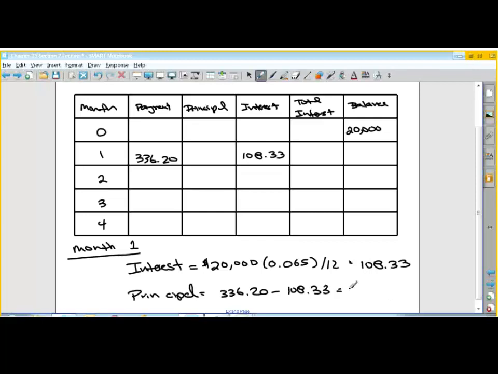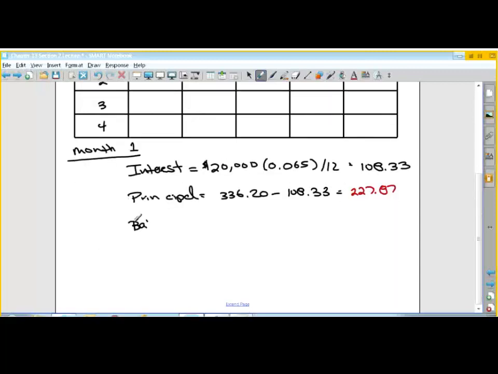So that goes right here. So let me make that a different color, just so it's 227.87. So that goes here, 227.87. My total interest right now is just the amount that I just put in there. It's $108.33. And then the final thing is you update the balance. So the balance is your old balance, which is $20,000, subtracting your principal, which is the amount that was part of the payment, which was more than the interest, and that difference gives you your new balance.